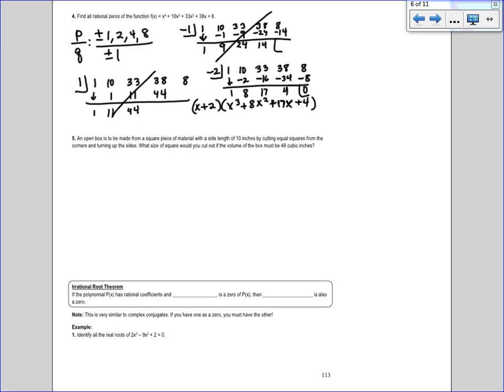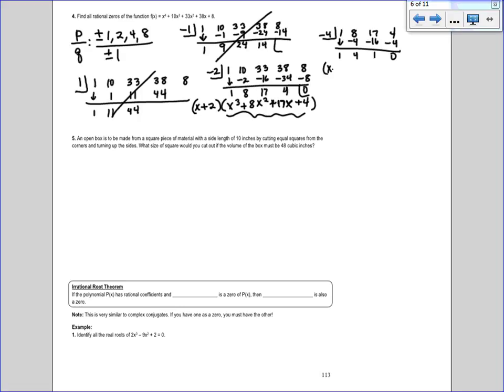So let's try the next negative, -4. I'm going to try it in my factored form. So I'm going to try 1x cubed plus 8x squared plus 17x plus 4. Drop the 1. -4 times 1 is -4. Add straight down, I get 4. -4 times 4 is -16. Add straight down, I get 1. -4 times 1 is -4. Add straight down, I get 0.